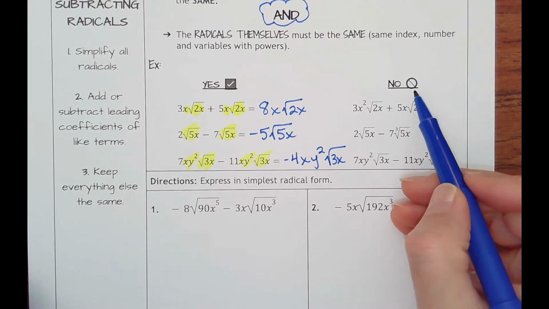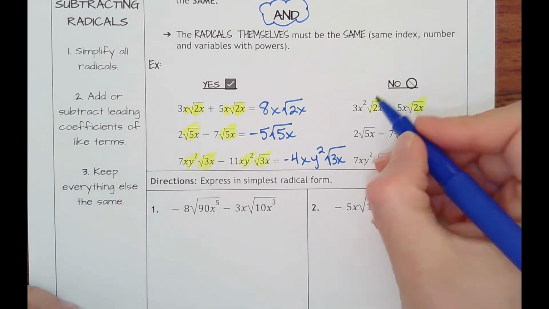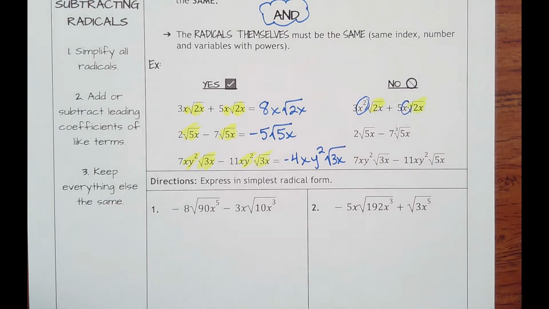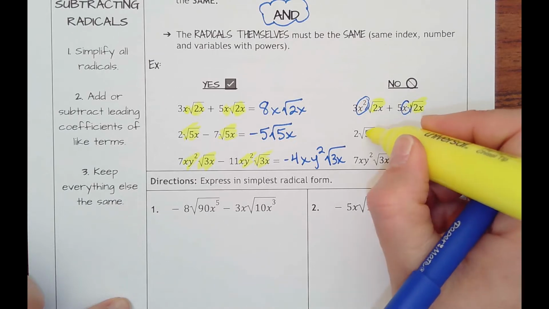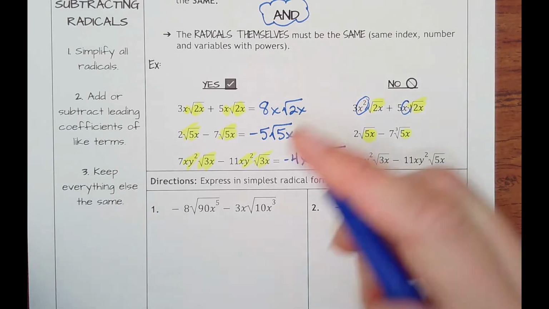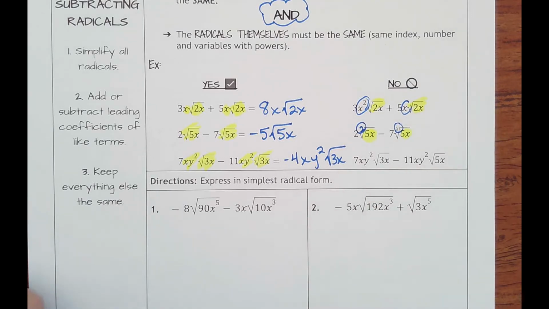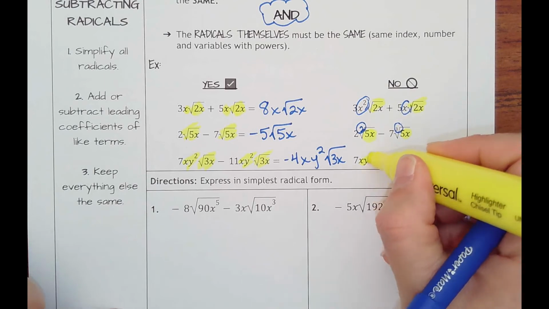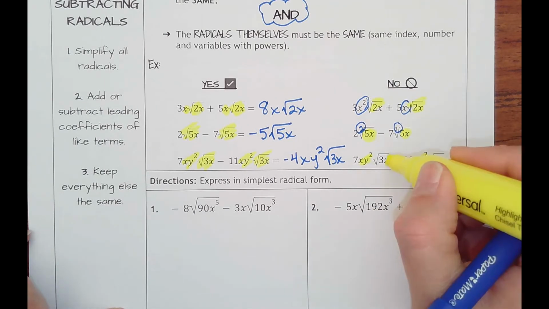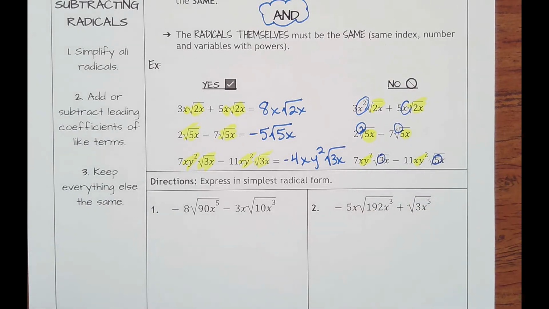The ones you couldn't do are in this problem, they both have a square root of 2x, but look, this is an x squared and this is an x, so that doesn't work. The next one, they're both 5x under the radical, but look, this is a square root, that's a cube root, so you could not subtract those. And then this one, we have xy squared on the outside, looks good, but we have a square root of 3x versus a square root of 5x. Those would be different values, so you could not combine them.